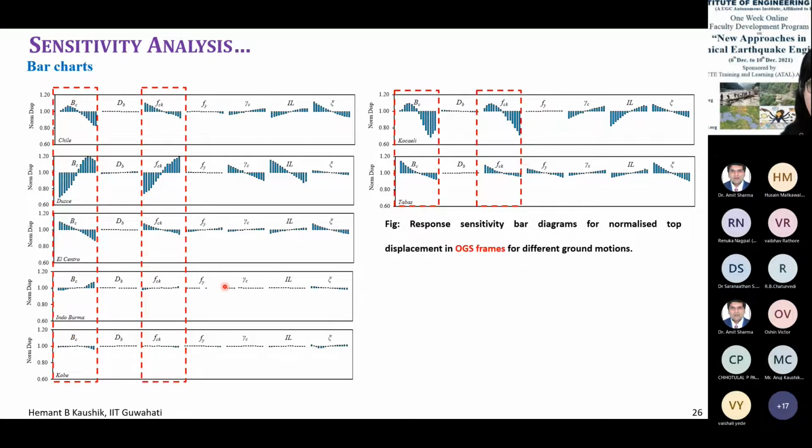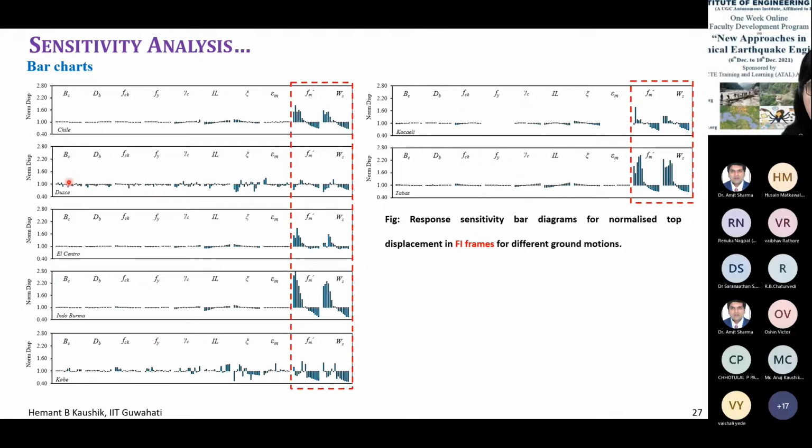For the open ground story frame, similar results: BC and FCK. These are the changes. In some cases, the imposed load is also there, but not much compared to these two. In full infill frames, these values are not at all important. What is important is FM prime and the width of strut compared to all others. Right? So these are some common sense.